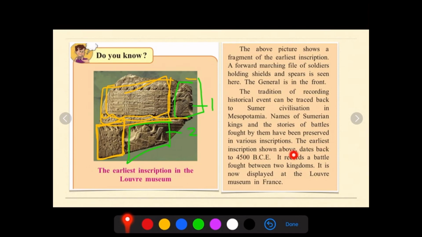The earliest inscription shown dates back to 4500 BCE. So this is the earliest inscription. It records a battle fought between two kingdoms. This is the first kingdom, this is the second kingdom. It is now displayed in the Louvre Museum in France. Okay, now let us move ahead.